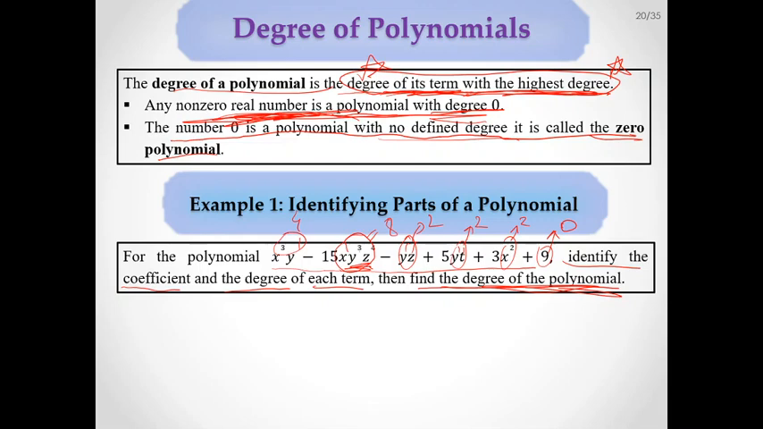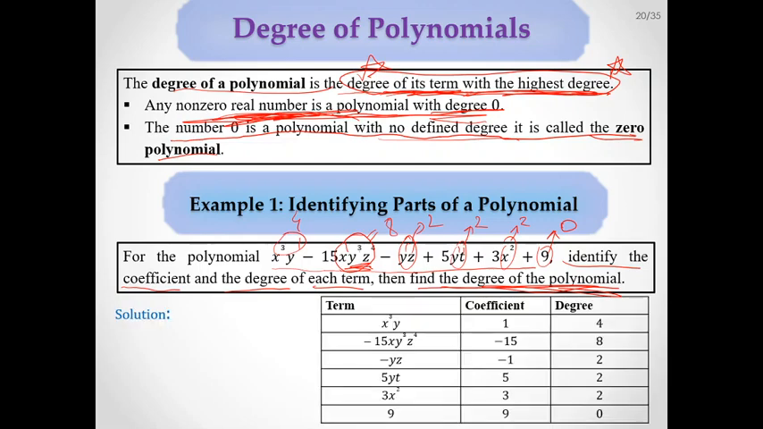Okay, let's look at all the terms. When you look at the terms, the coefficients. If you don't see any coefficient, it means 1. I mean, if there is no number before the term, it means it's 1. So negative 15 and these are the coefficients. And then when it comes to degrees, you know the degrees are those.